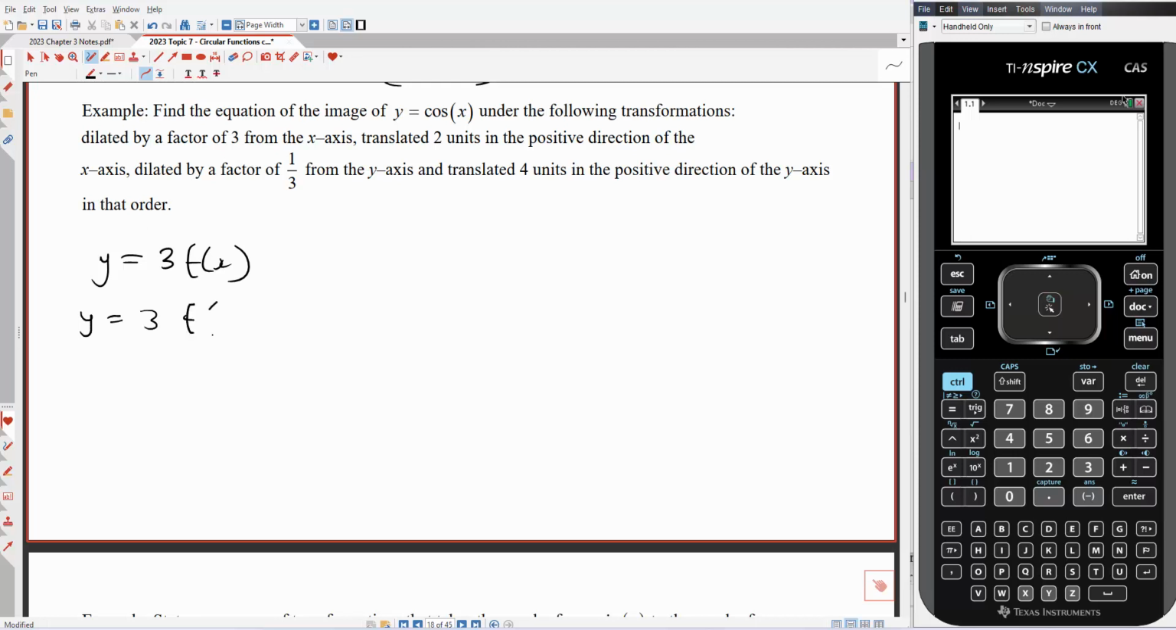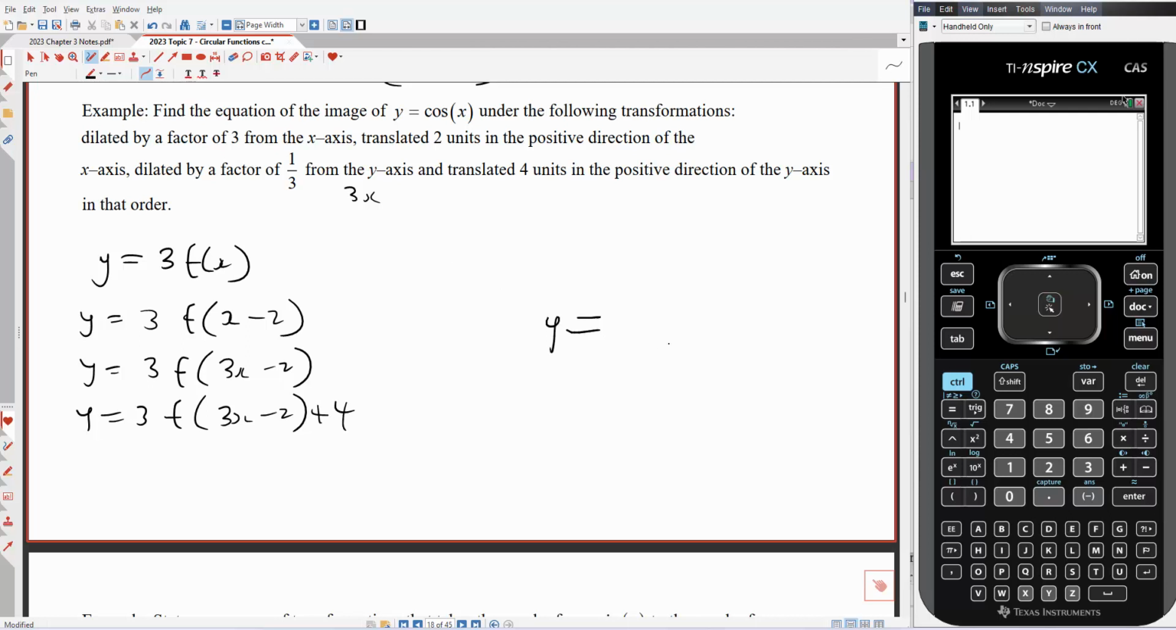Y equals 3f of, so positive direction, I'm being careful here, 2 units in the positive direction of the x-axis, dilated by a factor of a third from the y-axis. That means we sub in 3x for where we see x. Translated 4 units in the positive direction of the y-axis in that order. 4 units in the positive direction. So our transformed equation is y equals 3 cosine 3x take 2 plus 4.